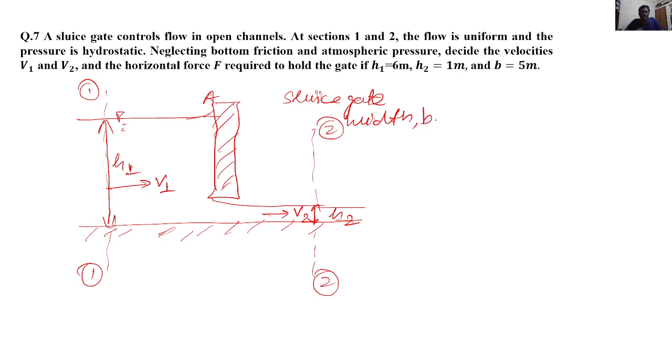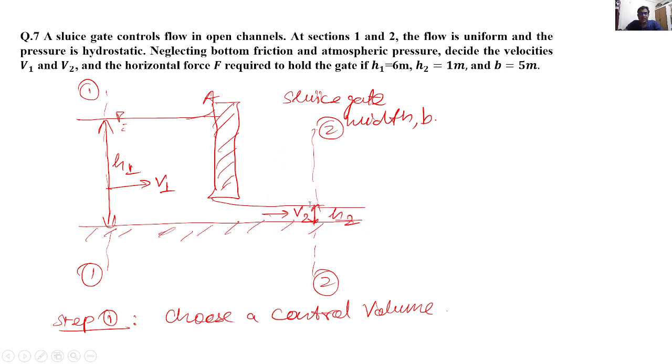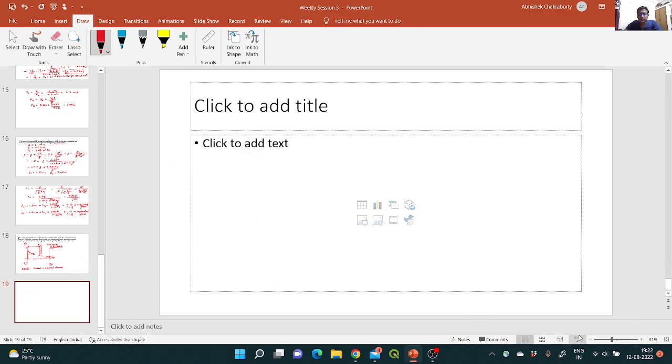So what to do in such questions? Such questions are very different, and that is why these are a different category of questions, and that is why I plan to discuss it in today's class. While solving this question, first of all we need to choose a control volume. Step one: choose a control volume. Otherwise, solving such questions is very hard. So we will take another slide to explain that. So step one is choosing a control volume.